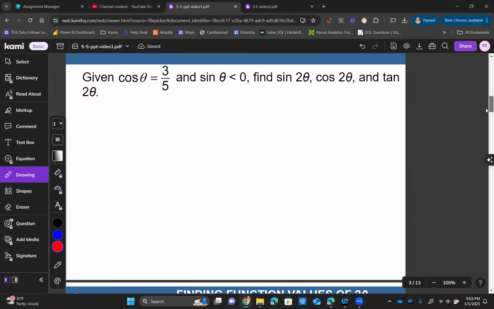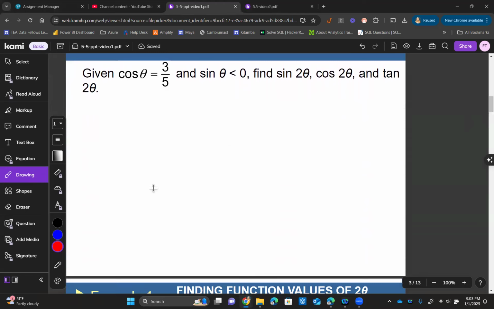Our first example is, if we have cosine of theta given as 3 over 5, and sine of theta is a negative number, so cosine is positive, sine is negative. Let's see, where is this possible? So in quadrant 4, this is our cosine axis, and this is our sine axis. Only in quadrant 4, cosine value is positive, sine value is negative. So we know that theta is in quadrant 4, so we have to think about the signs for sine and cosine accordingly. And now we're going to calculate the sine of 2 theta, cosine of 2 theta, and tangent of 2 theta.